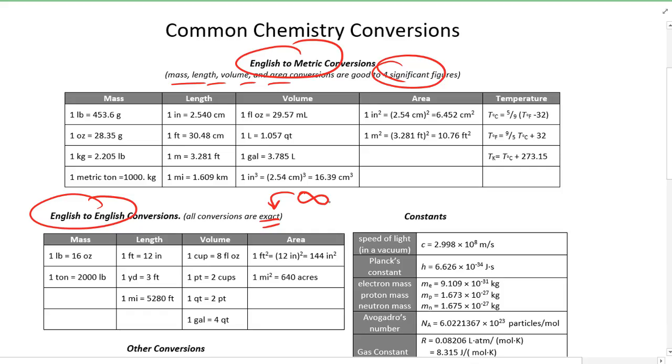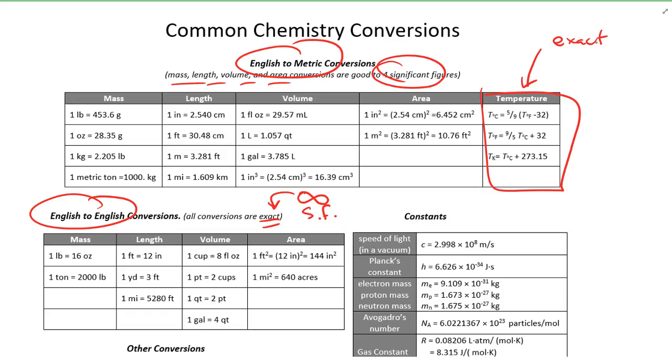Means they have an infinite number of significant figures. And now, not labeled on here are the temperatures. These temperatures here are exact conversions as well, which means that they have an infinite number of significant figures. And so on our first exams, probably the first 2 or 3 exams, we'll just be using these 2 tables here. So you should know that these are good out to 4 significant figures.